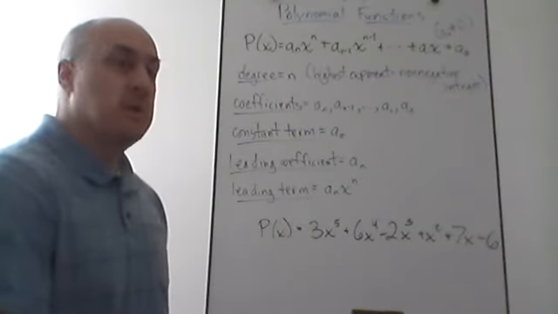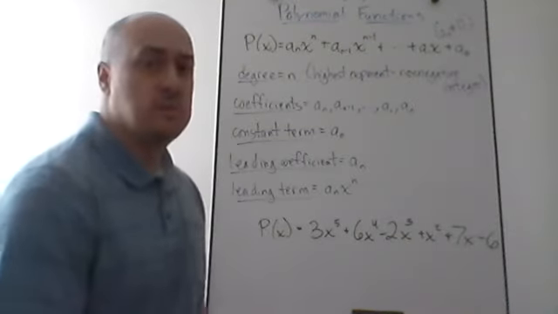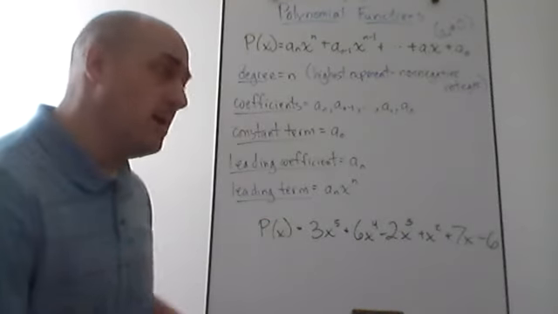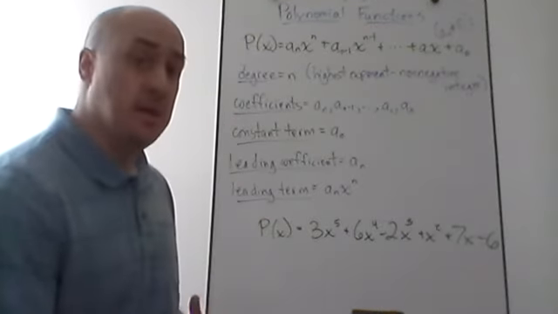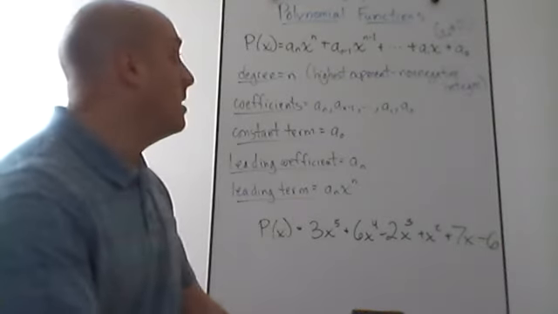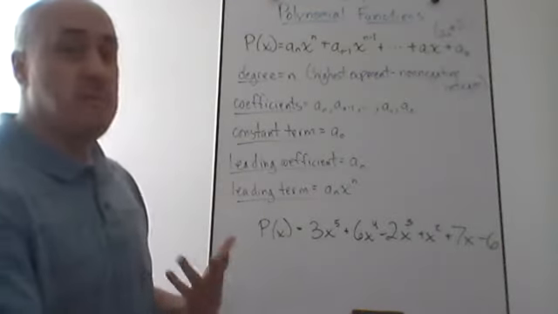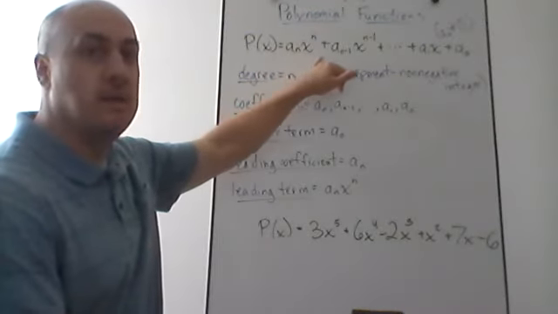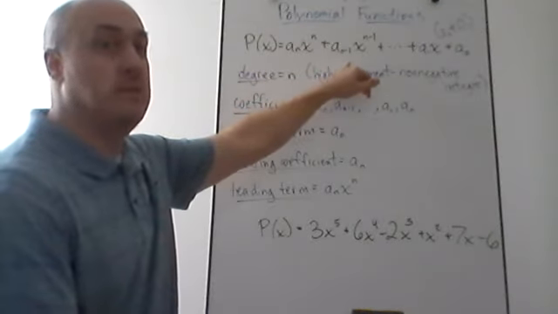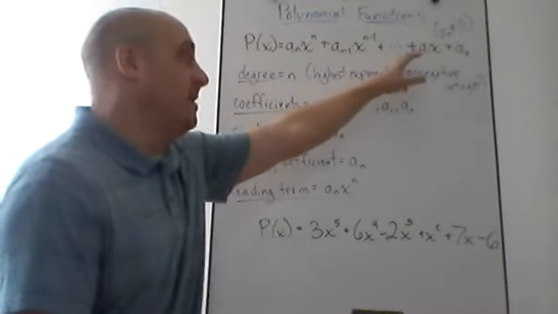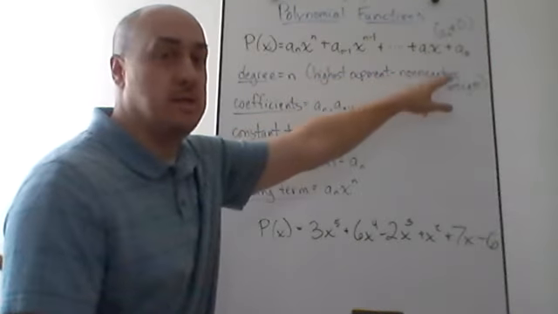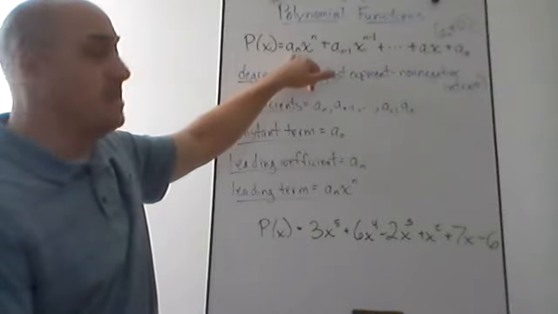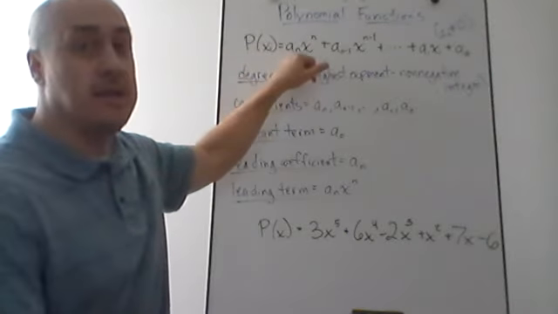Alright, in this video we're going to be talking about polynomial functions, specifically the definition of a polynomial, what a polynomial function looks like, and also some of the terminology that we use when we talk about polynomials. Alright, so the basic form of a polynomial function is this: p of x equals a sub n x to the n plus a sub n minus 1 x to the n minus 1 plus dot dot dot plus a sub 1 x plus a sub 0, where a sub n, that first thing out in front of that x to the n power, is not equal to 0.